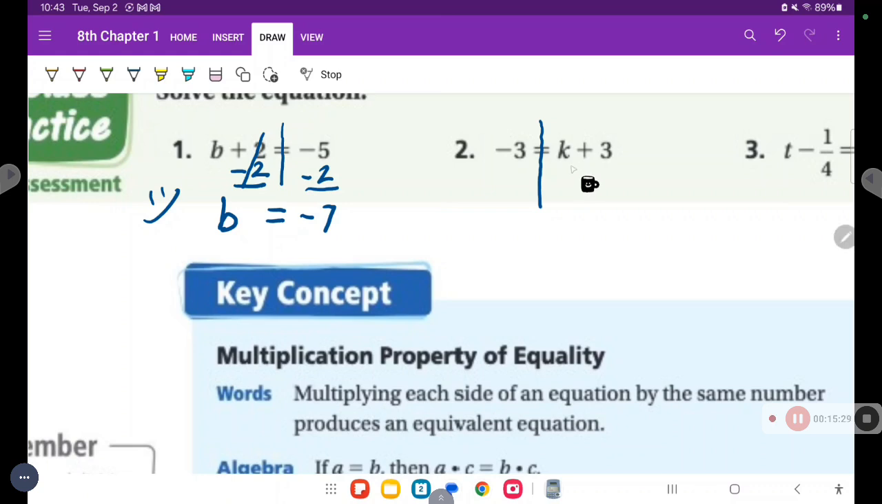Now, what do I want to get alone? What's the lone wolf in this one? The K. Is K by itself on the right side? No, it has a +3. So what's the opposite of +3? Negative. So that's what I want to do. -3 right here and -3 right there.